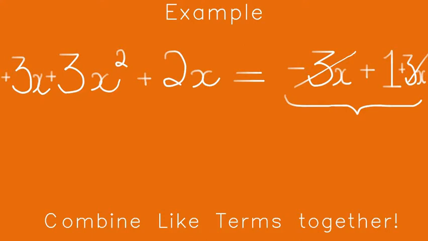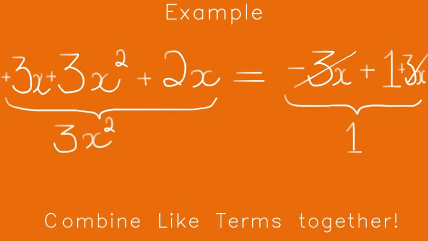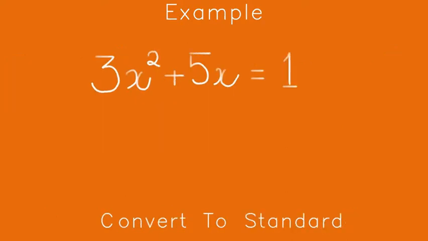On the left hand side, you have 3x added to 2x. That gives us 5x. We didn't do anything with the 3x squared, so 3x squared just comes down, and 3x added to 2x gives us 5x. So this is what we're left with.